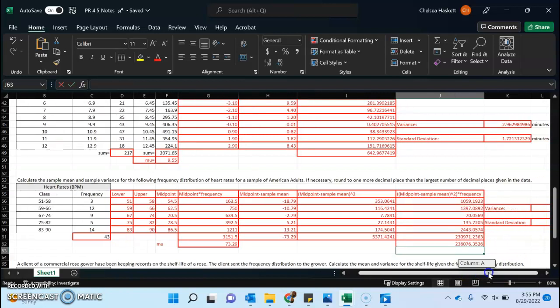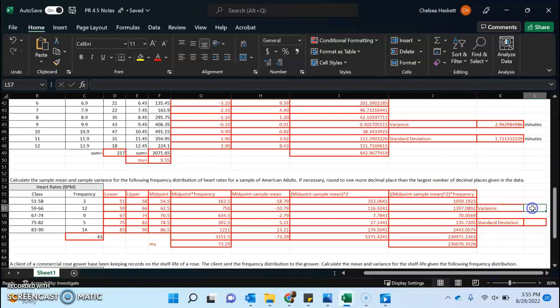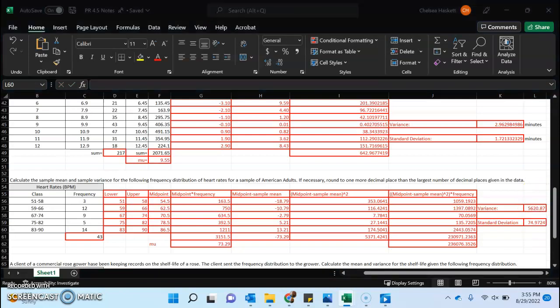Okay, and since this is a sample, we have to take n minus 1. So you can either do this divided by n minus 1, which is 43 minus 1, or you can just know that's 42. And then this, you just square root it to get the standard deviation. Okay. All right. So that is that problem.